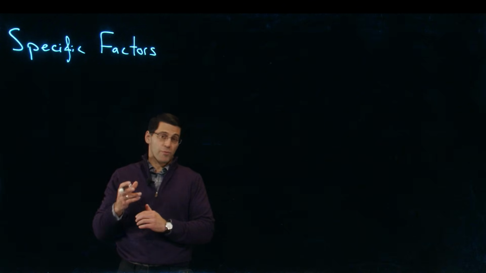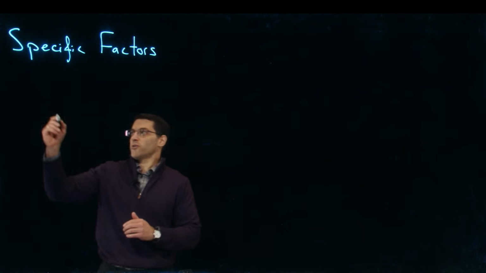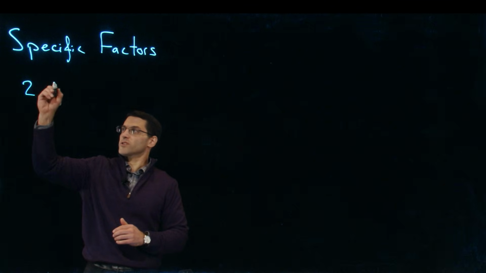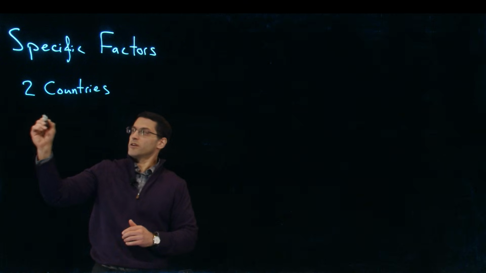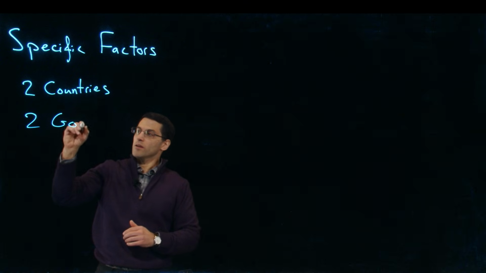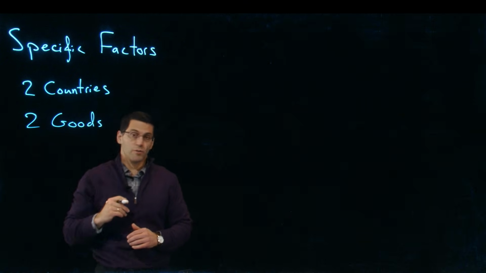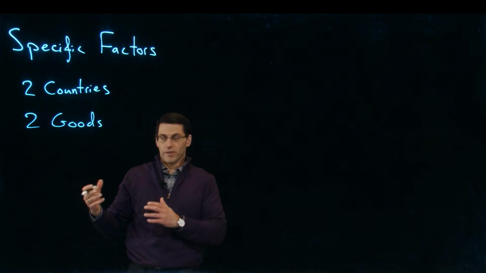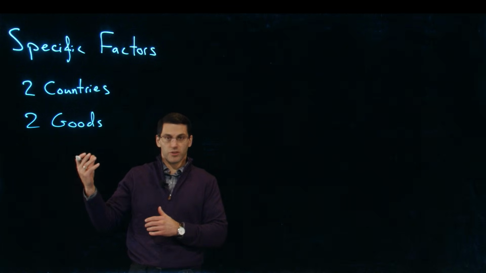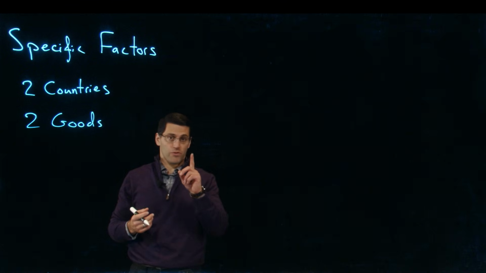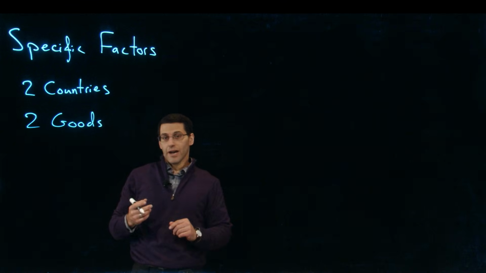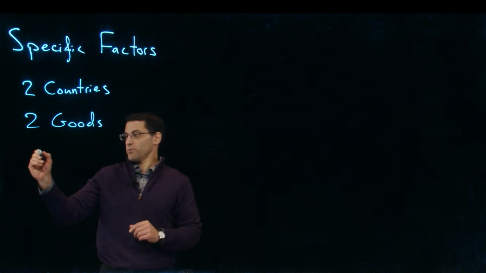Okay, so if you remember from the Ricardian model, that was a model with two countries and two goods. And we're going to maintain that dimensionality, right? That number of countries and goods here in the specific factors model. The difference was that in the Ricardian model, we only had one factor of production, labor. Now we're going to have three factors of production.